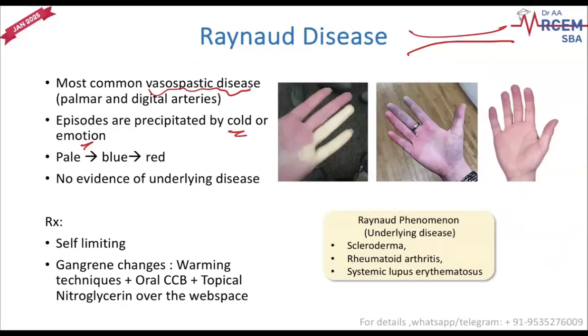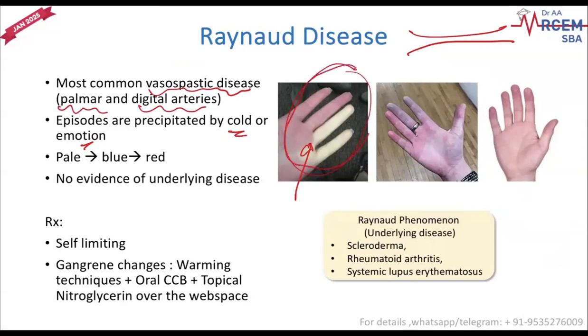They classically have initial pallor. Only a single digit or the tip of the digit can go completely pale. Sometimes all the digits, or multiple digits, or the palm can go pale. It involves only the palmar and the digital arteries. It cannot be seen in the foot. It is only in the palm that you're seeing it.